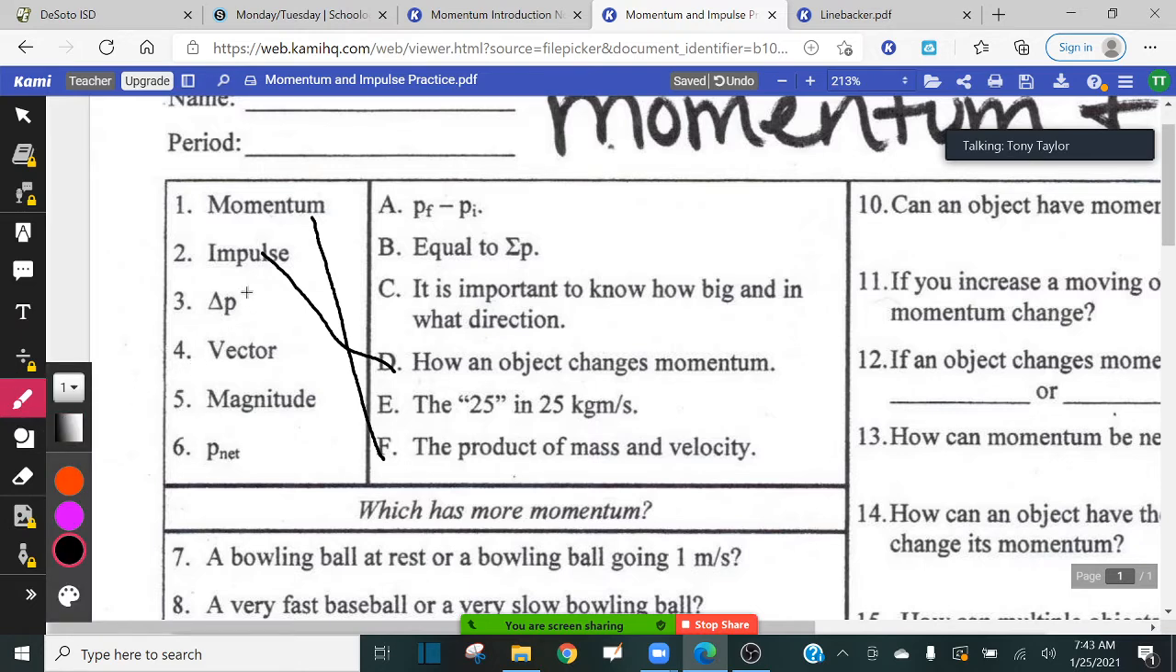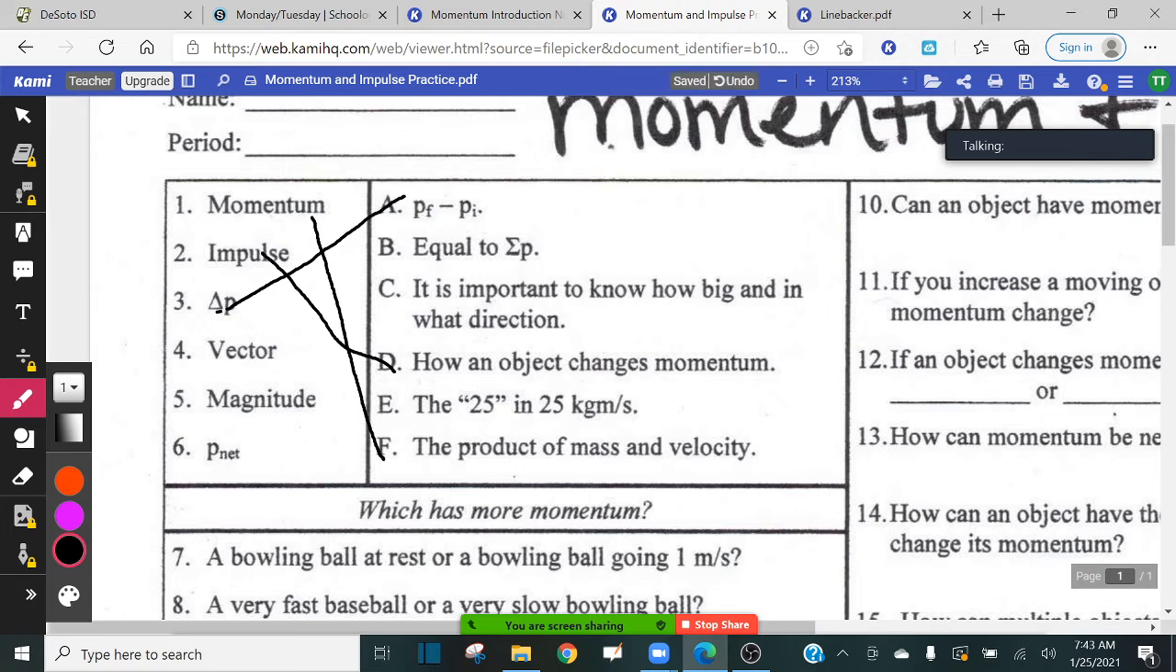And just so you guys know, in the future, whenever you see this symbol right here, delta, you should know what delta means. Delta means change. Mathematically, you subtract an object's initial momentum from its final momentum. So in other words, it's equal to final momentum minus initial momentum. Okay, so that matches up with A.